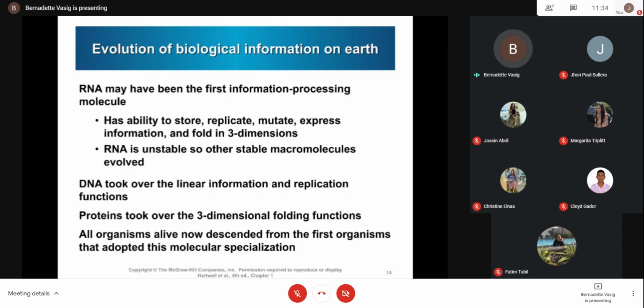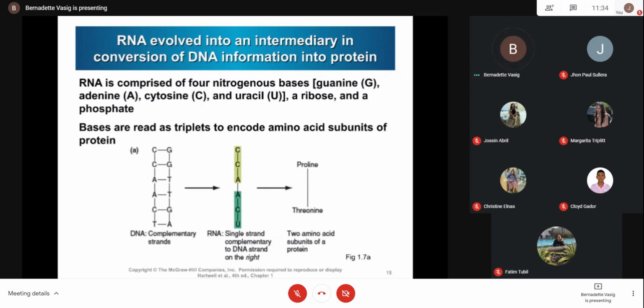And they use their DNA as a template for the production of RNA, which serves as an intermediate substance or intermediate molecule in order to be translated to form proteins or polypeptide chain at the end of the process. Okay, so here is an example of how RNA evolved as an intermediate molecule.